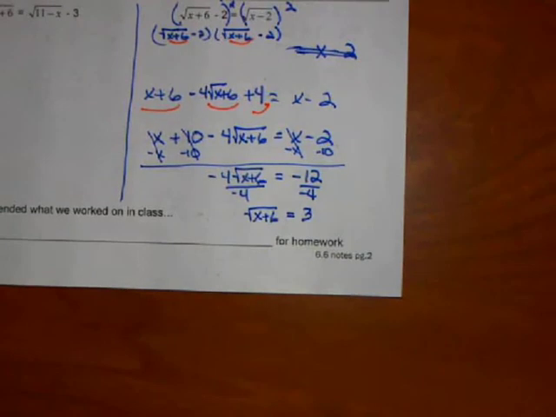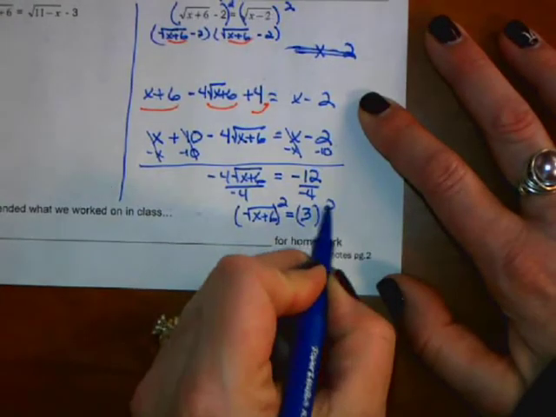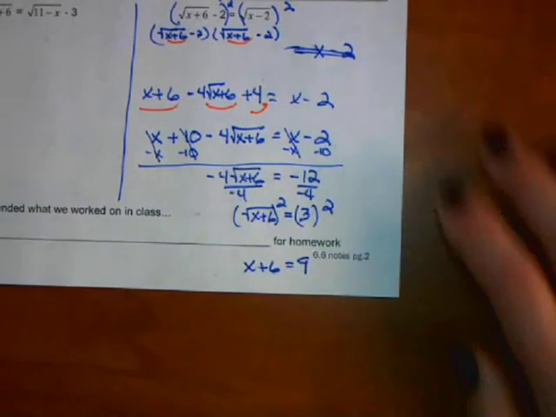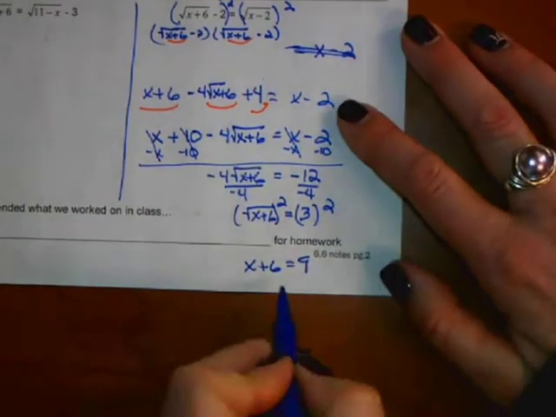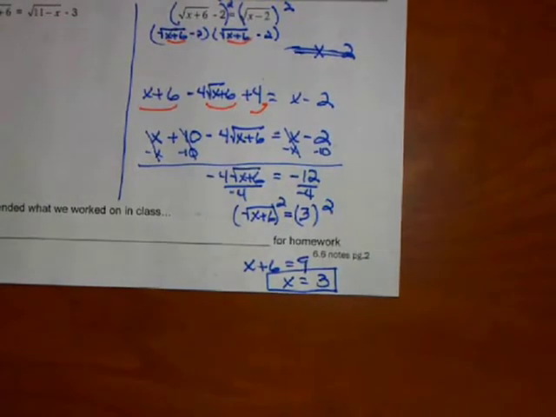Square both sides. Like I said, this is the mother of all problems. I might give you one of these to try. It's good to try. Challenge yourself. X plus 6 equals 9. And x equals 3. Wait, I thought it was a negative.